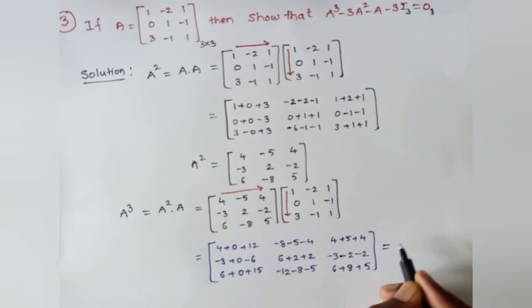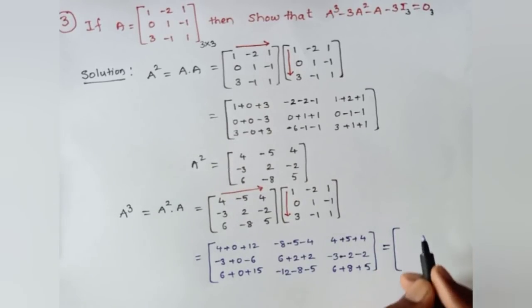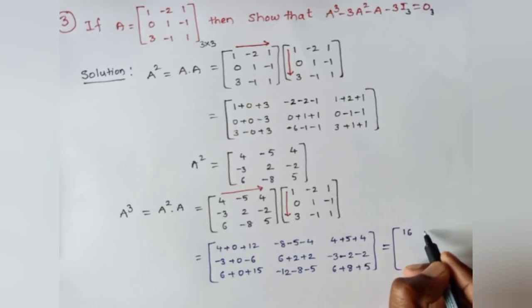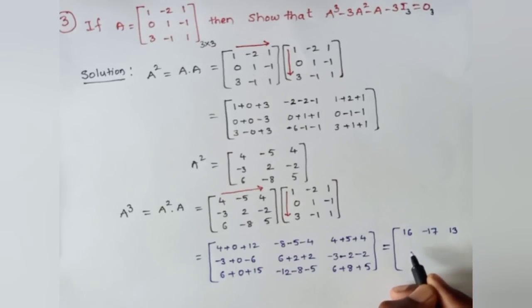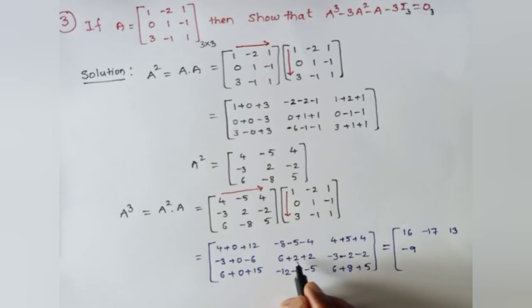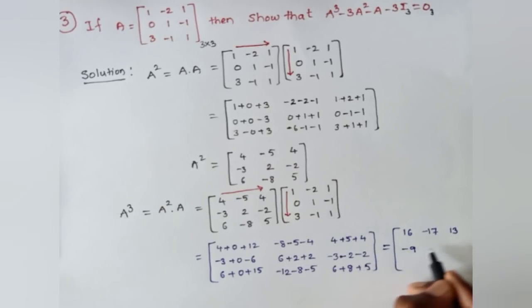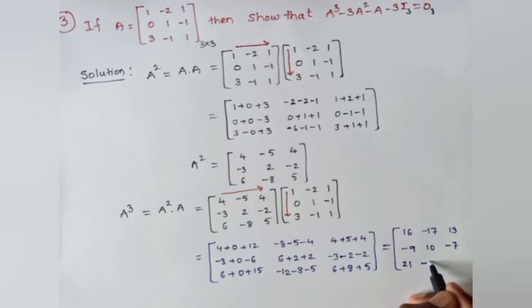So we have the A cube value, that is 16, then this is minus 17, and 9 plus 4, 13, and second row minus 9, 4 plus 6 plus 2 plus 2, that is 10, minus 3 minus 2 minus 2, minus 7, and this is 21, minus 25, and so finally this is 19.